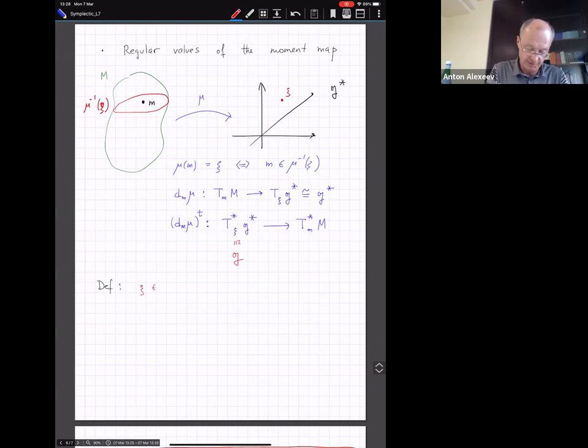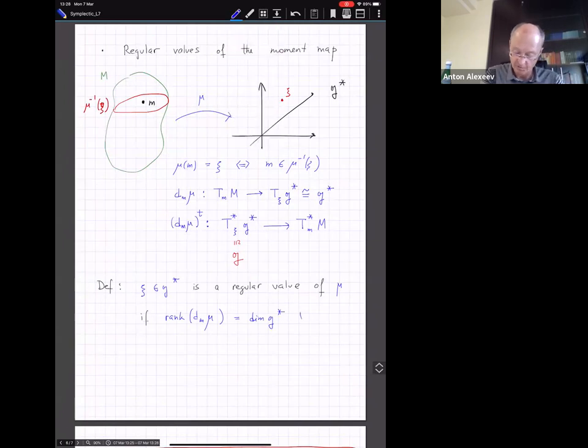So psi in G star is a regular value of mu if the rank of the map of the differential is equal to the dimension of G star for all points of the fiber, right?